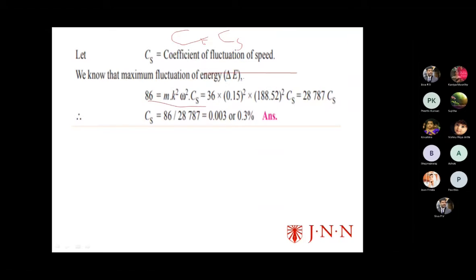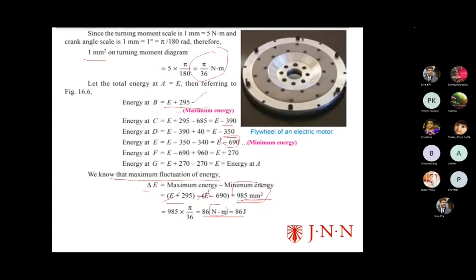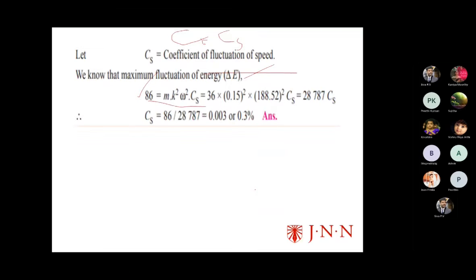So substitute the delta E value we just found: 86 joule. So 86 is equal to m value given, 36, k value 0.15 whole square given, omega value 198.52 we found, squared. CS is the unknown value. After simplifying we will get the CS value: 0.003, or in terms of percentage, 0.3 percent.